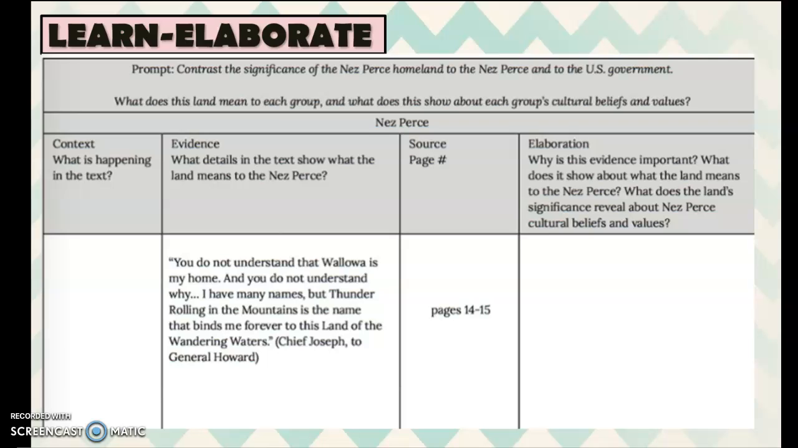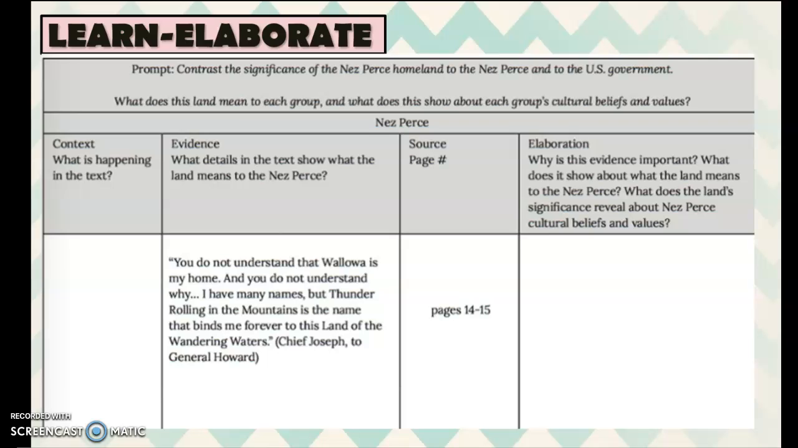So this is the section where we're going to write, why is this evidence important? What does it show about what the land means and the land's significance? How does that reveal something about their beliefs and values? So the first group of people we're going to look at is the Nez Perce. So first we're going to look at the Nez Perce and what the land means to them. Then later you're going to look at what that land means to the government or to the settlers.